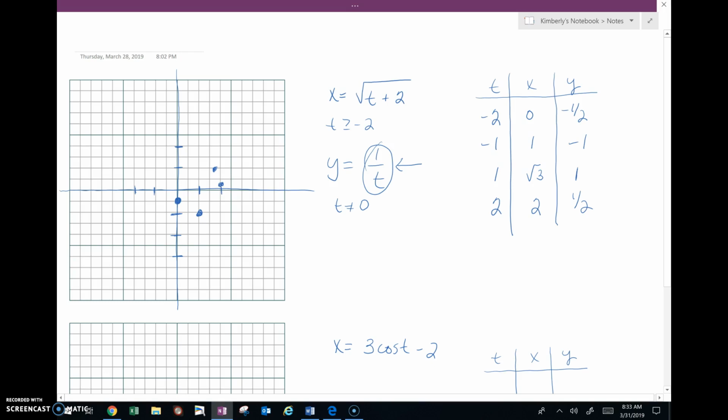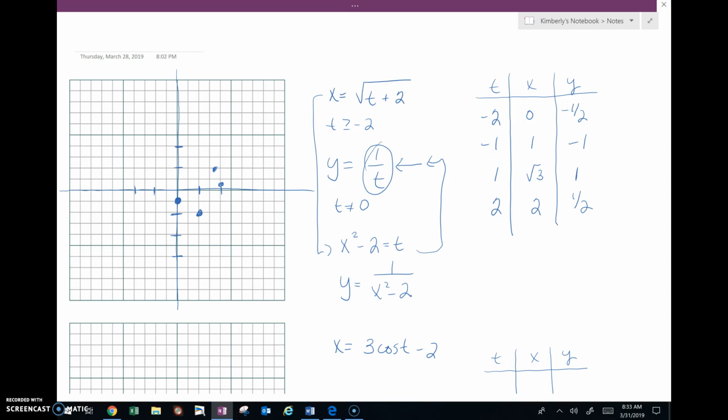And so because I'm a little bit confused on how to connect them, I'm going to do what's called eliminating the parameter. So what you usually do is solve for t in terms of x. So I'm going to take this equation, come down here, and get x squared minus 2 equals t. Then I'm going to substitute it in for t in the y equals equation, and I get y equals 1 over x squared minus 2. So that's a rational function, has asymptotes. Okay, that makes sense, at plus or minus √2.